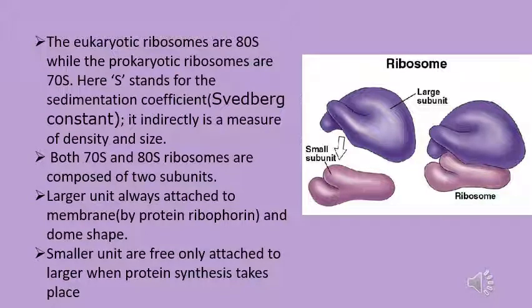After the centrifugation process, when these units settle down, we count them, that is the sedimentation units. Both 70S and 80S ribosomes are composed of two subunits, the larger and the smaller, as shown in the diagram. The larger unit is there and a smaller unit is there. The larger is dome shaped.